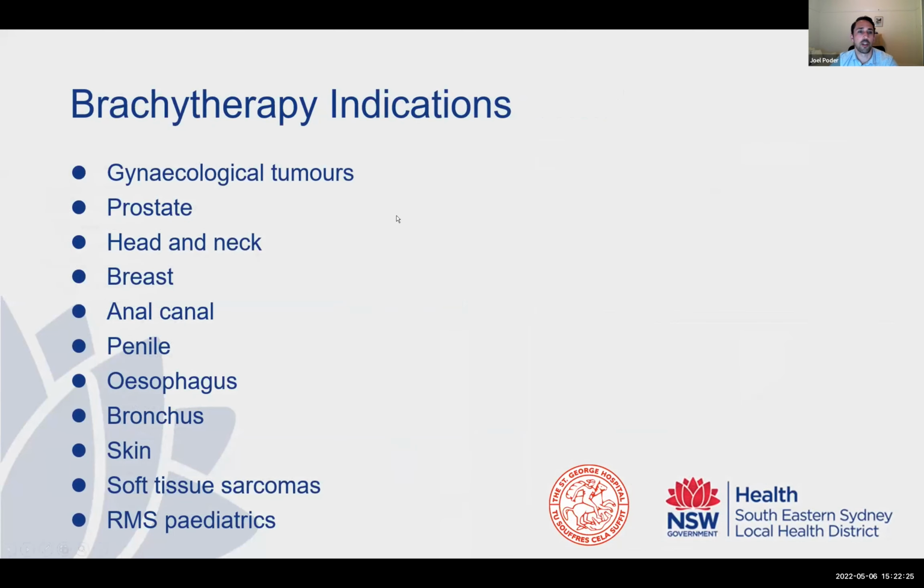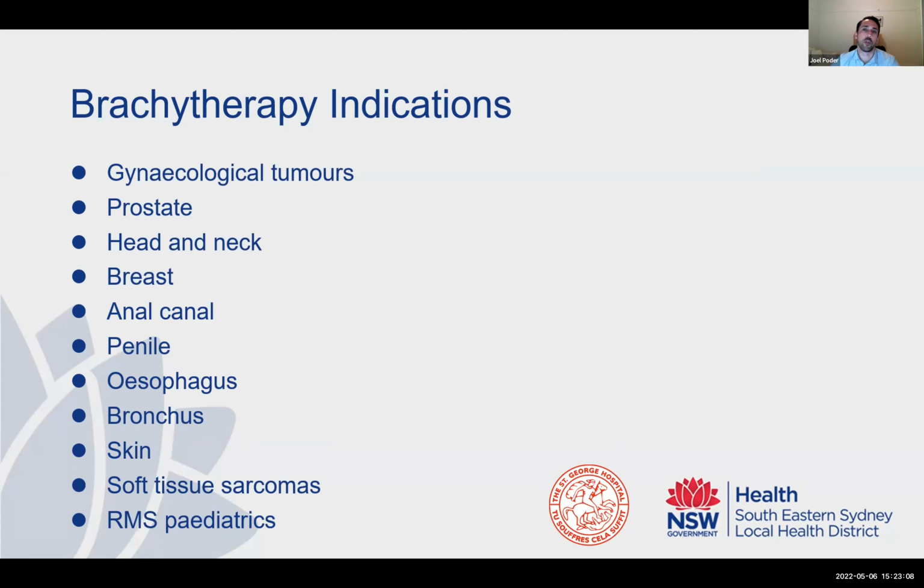So what are some indications that brachytherapy can be used for? We have obviously gynecological tumors, prostate cancer treatments. It can be used for areas of the head and neck, such as the base of tongue and the tonsils. Breast brachytherapy treatment is a treatment that we offer at St. George. It's probably not as common around the world, but is a very effective treatment for early stage breast cancer. Brachytherapy can be used for treatments of the anal canal very effectively. The penile cancer treatments as well. Then we have esophageal and bronchus treatments. Again, a very nice form of treatment for both of these two, especially for those patients who have had previous treatment in the area.